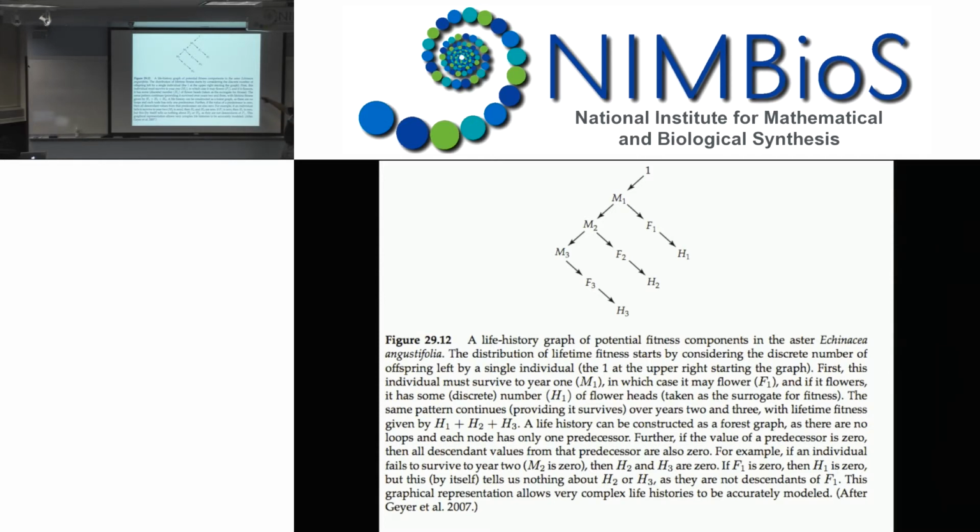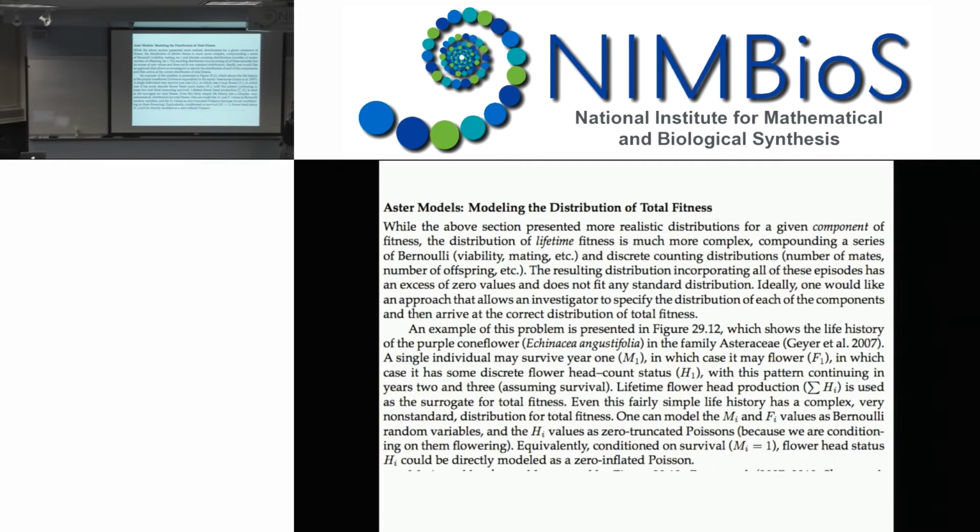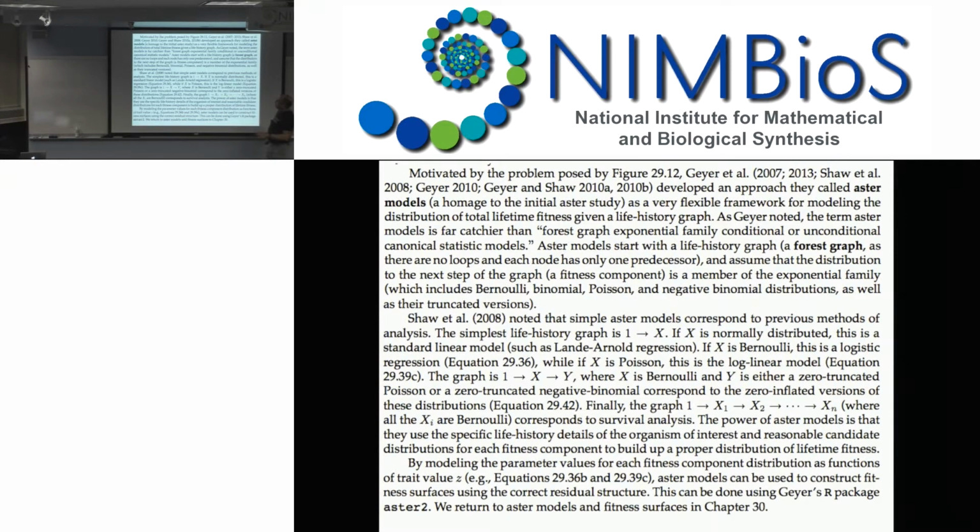So with the software for Aster models, you specify your life history graph, you specify the distributions, then it goes ahead and tries to fit those distributions. To give you some idea, they're called Aster because they come out of the purple coneflower.